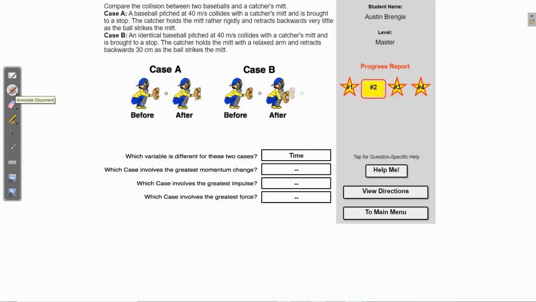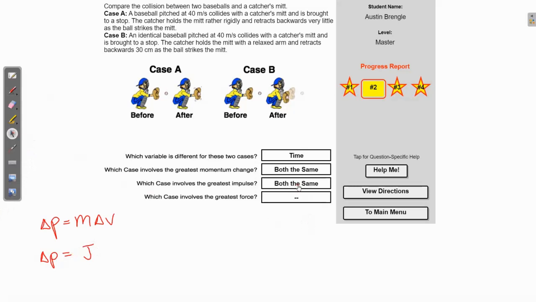Okay, so which case involves the greatest momentum change? Well, change in momentum is equal to mass times change in velocity, and the baseballs have the same mass and they have the same change in velocity, which means that the momentum change must be the same for both. And for the next question, which case involves the greatest impulse? Remember that change in momentum is equal to impulse. So if they both have the same change in momentum, then they both have the same impulse.